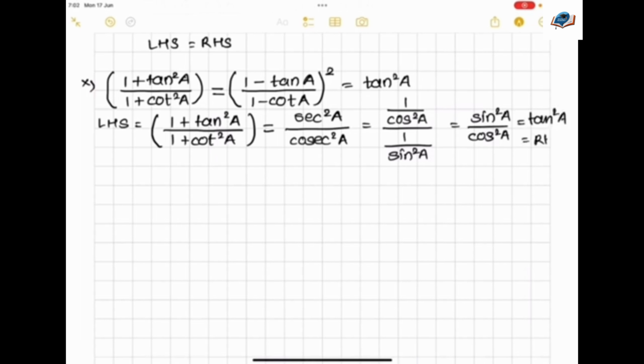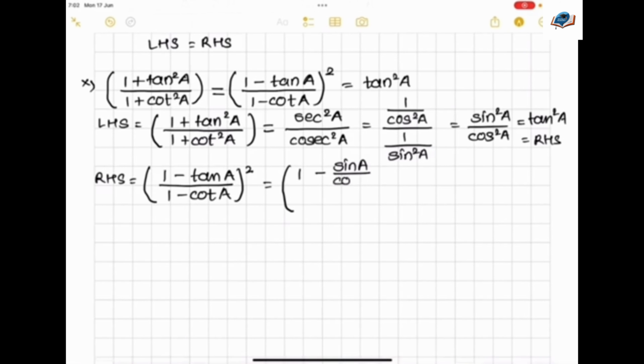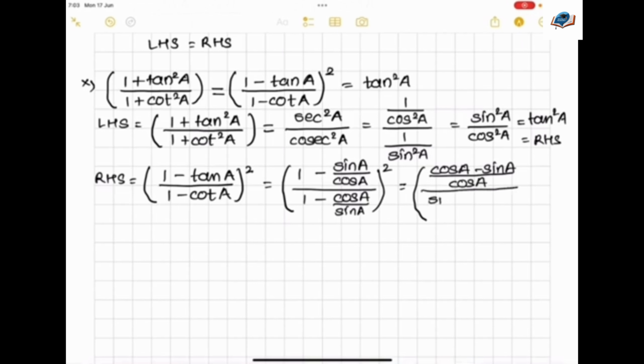Now let us prove the second one. ((1 minus tan A) upon (1 minus cot A)) whole square. So that will be equal to ((1 minus sin A upon cos A) whole upon (1 minus cos A upon sin A)) whole square. Now I am making the denominators in numerator and denominator. So (cos A minus sin A) whole upon cos A, whole upon (sin A minus cos A) whole upon sin A, whole square.